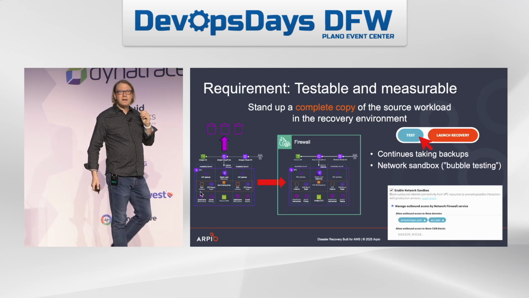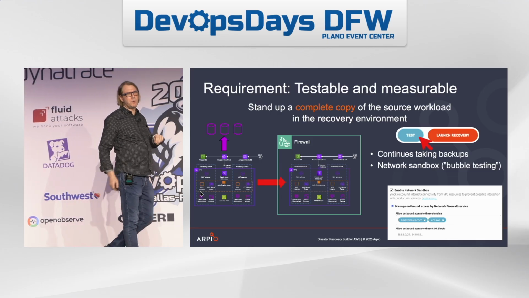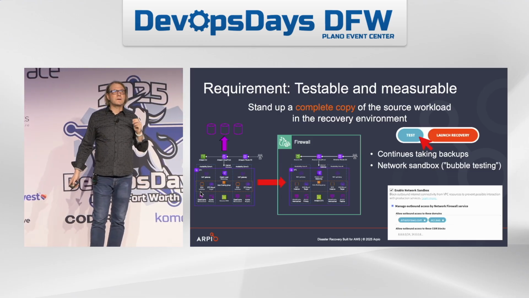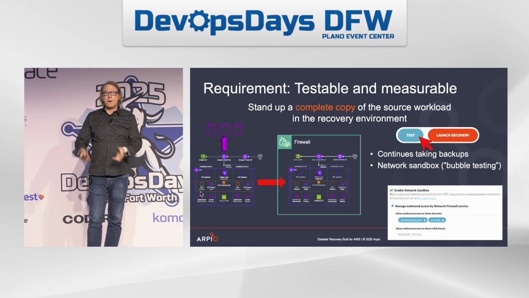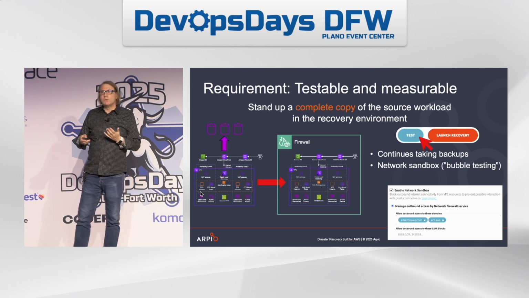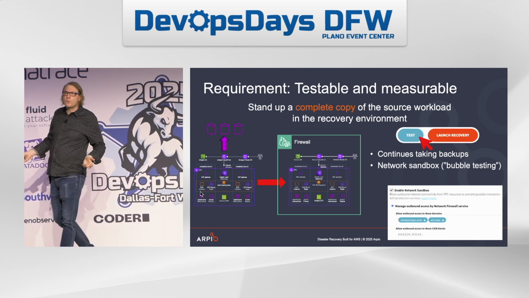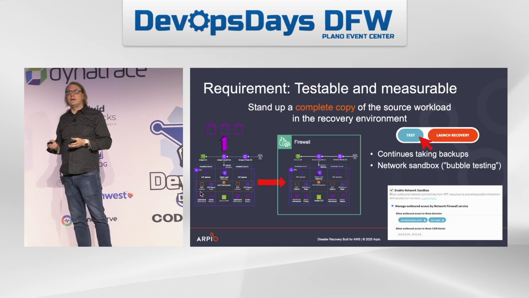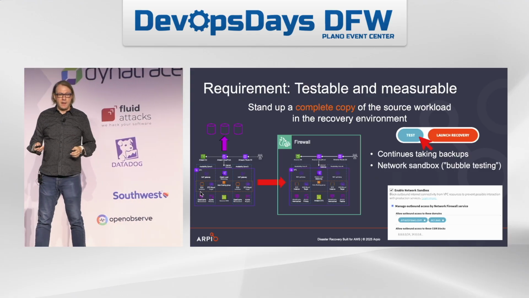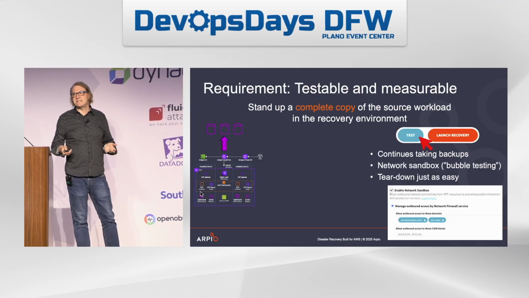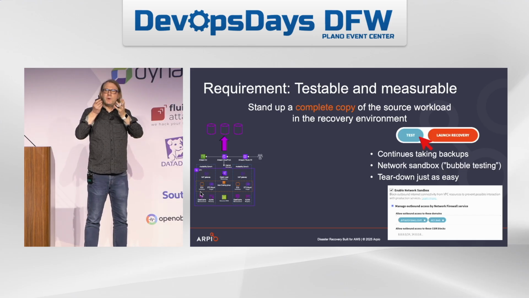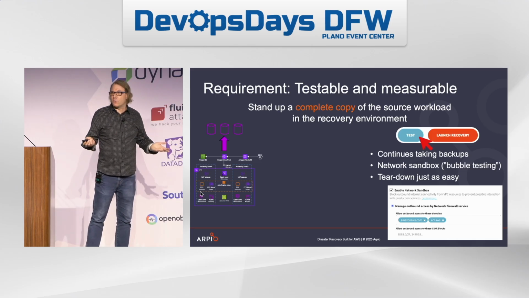We want a network sandbox or bubble testing. Put a firewall around it, because what did I just say? This is a complete functional workload. It's going to come up in the recovery environment. It's possible, depending on your architecture, it could interfere with production. So we're going to put this bubble around it so it doesn't interfere with production. And we want tear down just as easy, right? We want to be able to test it, bring it up, and then tear it back down so we're not paying for resources we're not using.